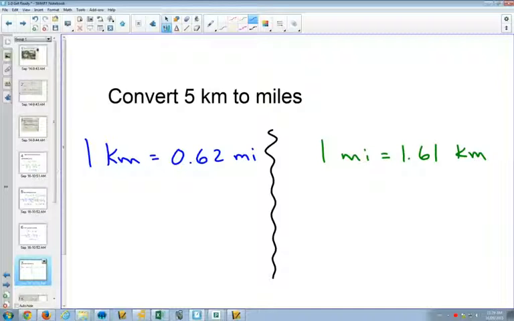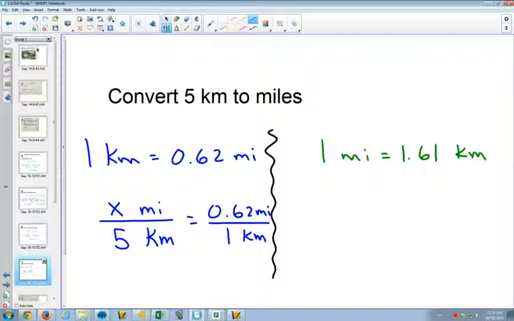So we want to find out how many miles, so x miles, and I know that it's a proportion, it's going to be what 5 kilometers is. And then I have my formula, I'm going to put the miles on top because I have miles on top over here, and 0.62 miles is 1 kilometer. So we write the units in because it's very important that if you put miles on the top in this proportion, you need to put miles on the top on the other proportion.